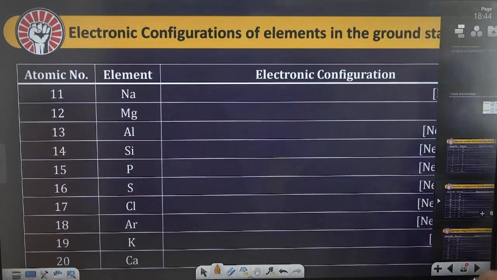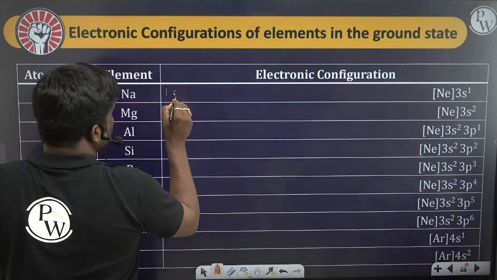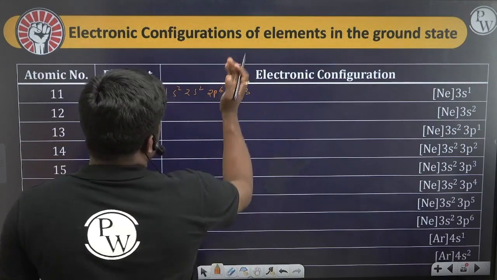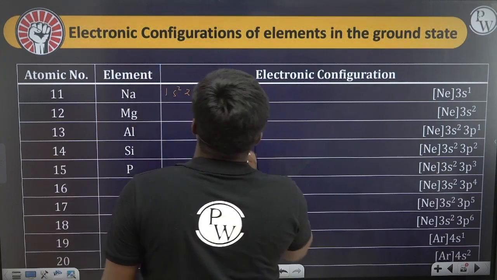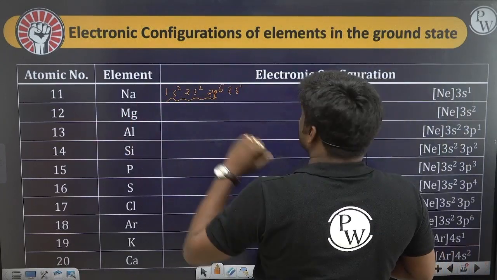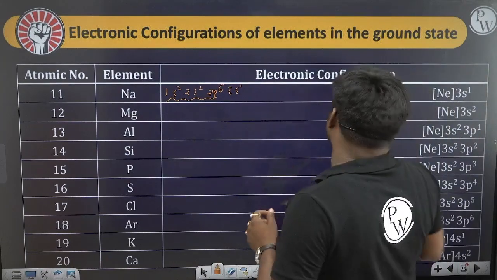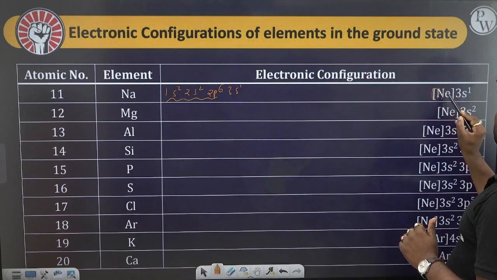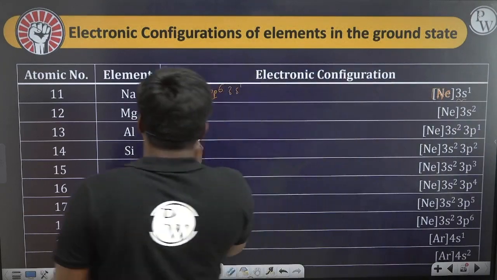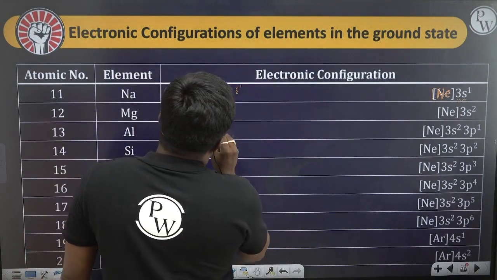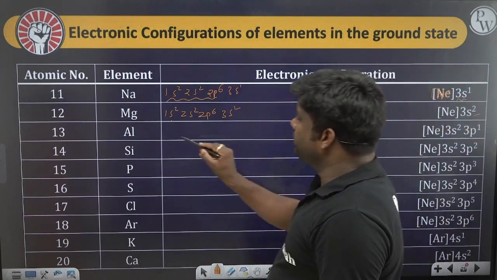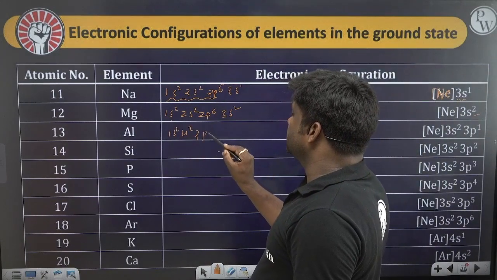Next, sodium. Sodium means 1s2, 2s2, 2p6, 3s1 only. So 1s2, 2s2, 2p6, 10 electrons, and 3s1, the 11th electron. Sodium atomic number is 11. So 1s2, 2s2, 2p6, 10 electrons, it is the configuration of helium, not neon. Sorry, neon only. Neon configuration, 3s1. And next, this one will be 1s2, 2s2, 2p6, 3s2, neon 3s2.